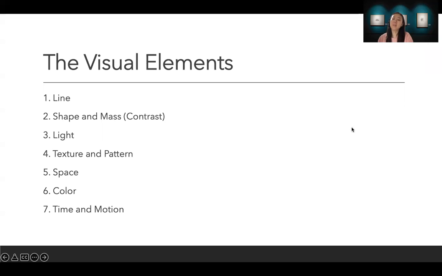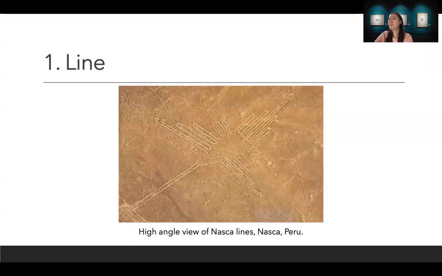So the visual elements are line, shape and mass, light, texture and pattern, space, color, and time and motion. Today we are going to see line, shape and mass, light, texture and pattern, and space of the visual elements. The first visual element we are going to see is line.